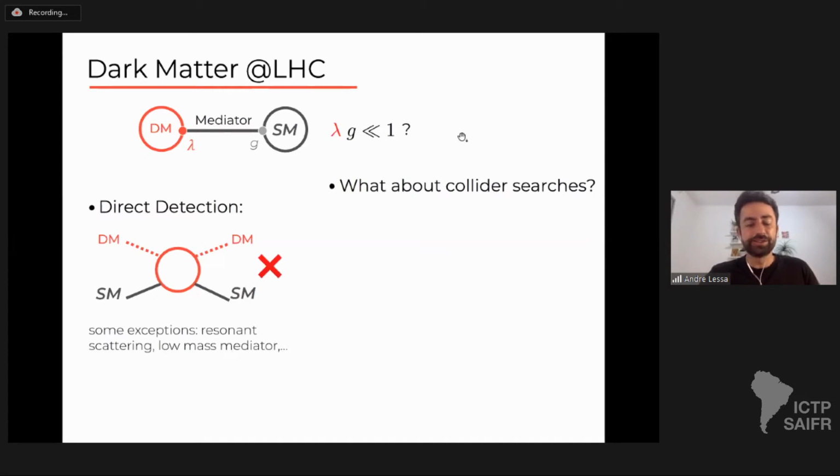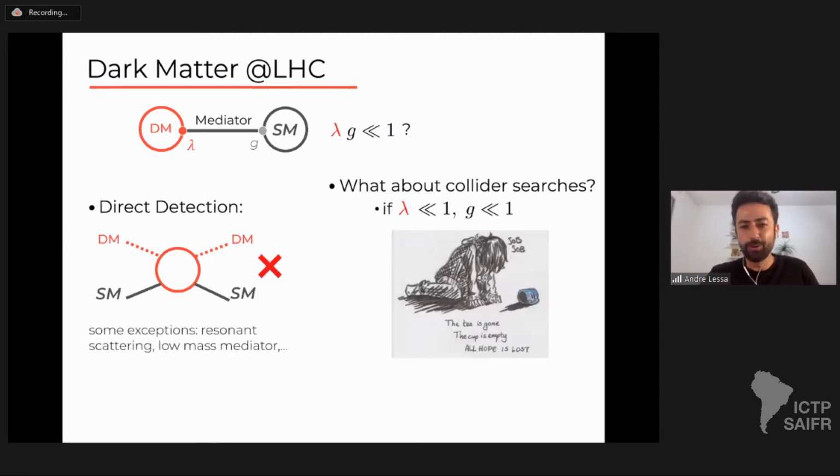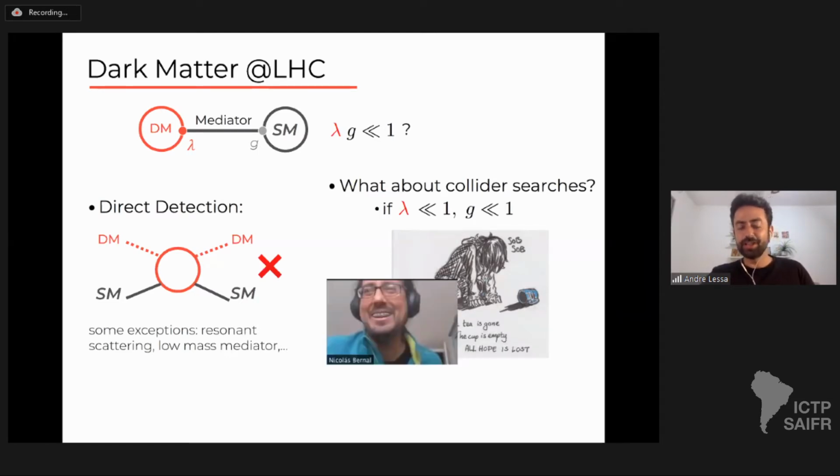What about collider searches? So there are two possibilities. One is, okay, both couplings are super small, really, really small. And then there is very little hope of seeing it anywhere. And it'd be the most depressing picture, maybe, except maybe for Nicolas, who was very happy yesterday talking about gravitational freezing. Right? But I think for most people, it'd be the worst picture.